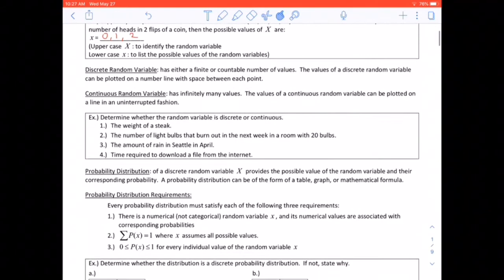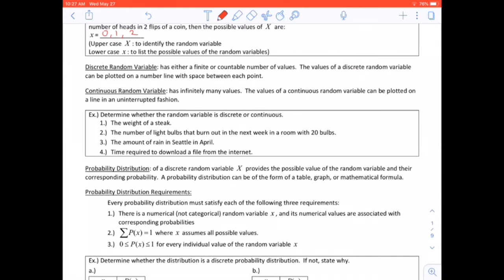So then we have a discrete and a continuous random variable, and we saw the words discrete and continuous back in Chapter 1. Discrete has either a finite or countable number of values. The values for discrete random variables can be plotted on a number line with spaces between each point. A continuous random variable has infinitely many values. The values of a continuous random variable can be plotted on a line in an uninterrupted fashion.